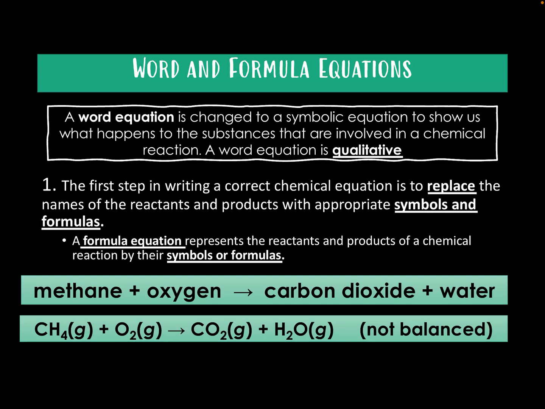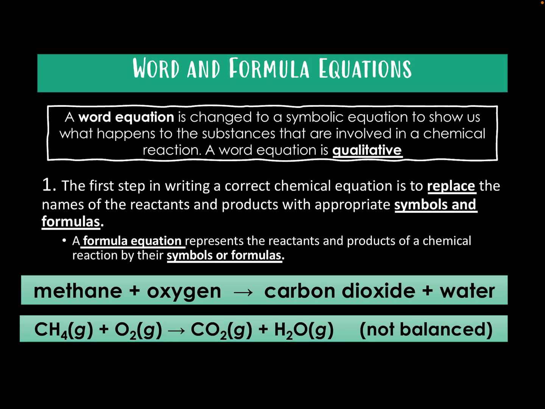Now, let's talk about different types of equations. So a word equation is changed to a symbolic equation to show us what happens to the substances that are involved in a chemical reaction. A word equation is an equation with just words, hence the term word equation, that tells us what's reacting and what's being produced. Now, a word equation is qualitative, meaning that it doesn't have numbers or anything, it's just descriptive.